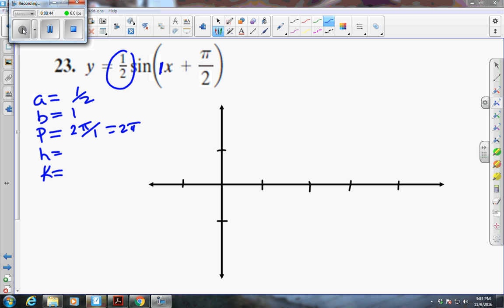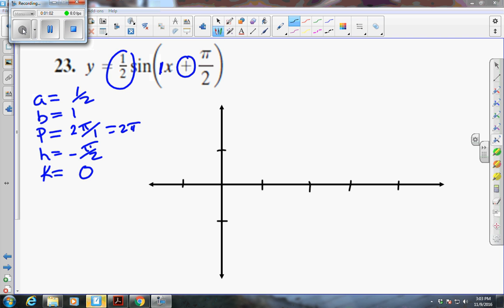The h is always the opposite of what that sign is. So we're going to go negative pi over 2, and there's no k value. So once we've identified those, we should be able to then label our x and y axis appropriately.